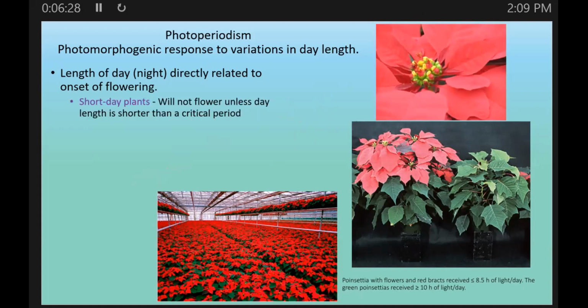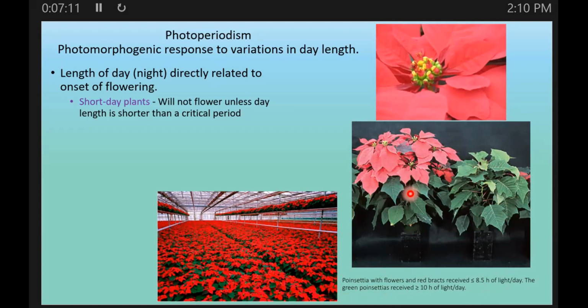So what they started to realize is that a lot of plants can get grouped into these different categories. Here's one, short-day plants. They're called that because they're not going to flower unless the day length is shorter than some critical time period. I'll show you some examples. Poinsettia is this way. If you look down on the bottom right here, it says they won't flower unless they receive 8.5 hours or less. And on this image, the plant on the right got more than 10 hours per day, and you can see it decided not to flower. But the one on the left that got 8.5 hours or less, it decided to flower.